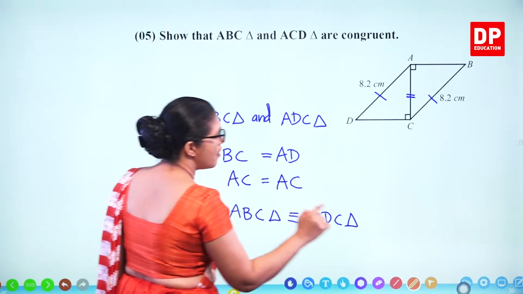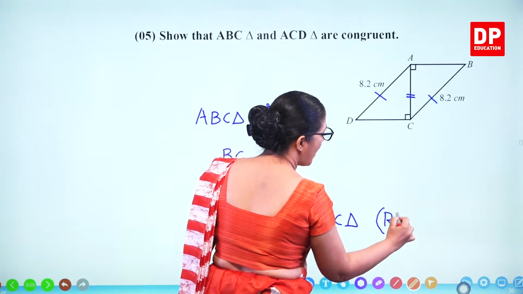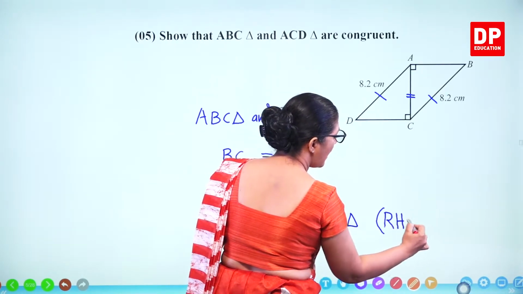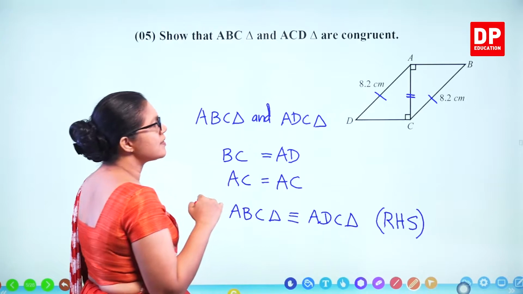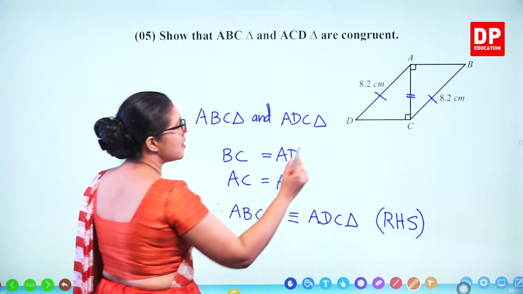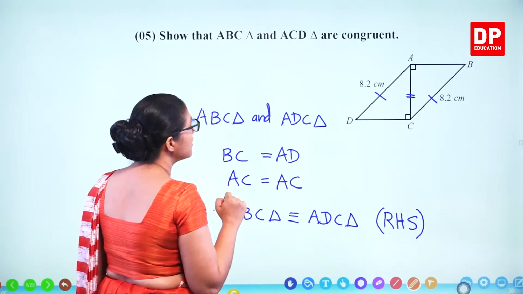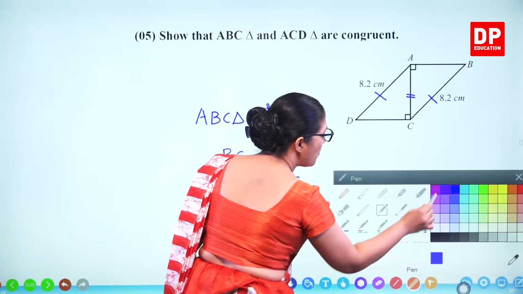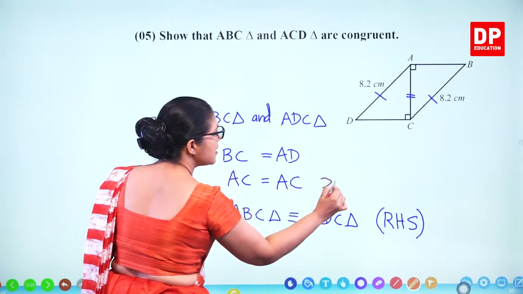Because of right angle triangle, hypotenuse, side. RHS. Because this is a right angle triangle. So you get 2 marks to identify the correct case.